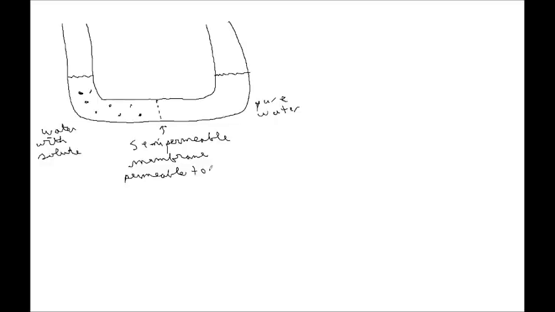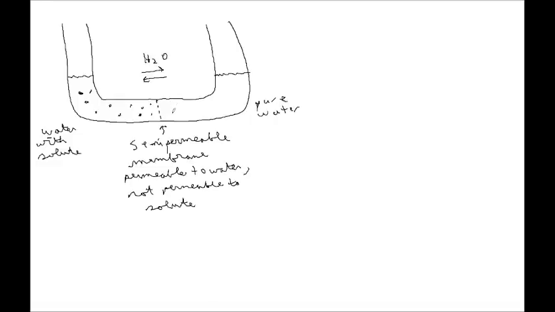Permeable to water. Not permeable to the solute. That's the type of membrane we'll be thinking about in all the examples that we're working on now. Now, what's going to be happening here is that sometimes water molecules will accidentally bump into the membrane and move from the right compartment into the left compartment. And sometimes water molecules will accidentally bump into the membrane from the left, and they'll move from the left compartment into the right compartment. So water is going to be moving in both directions.